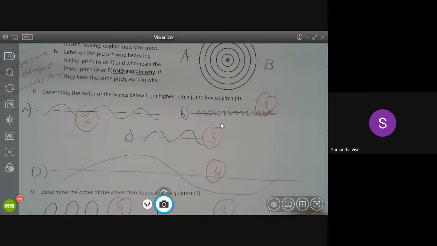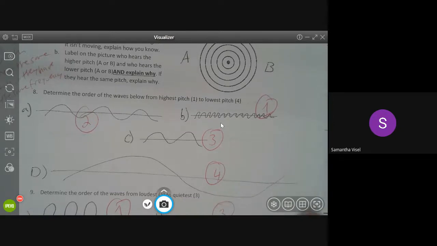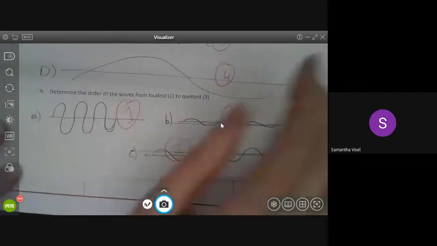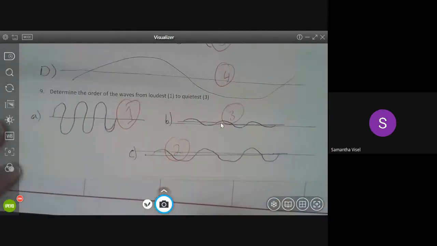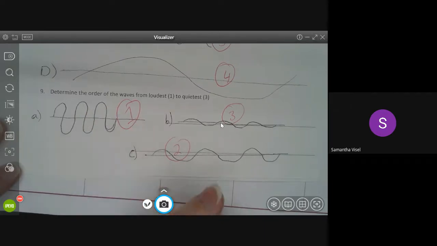Loudness is related to amplitude. So not necessarily how many wavelengths I have, but how high that displacement is from rest. So of these 3, you had to organize between which wave would be the loudest to which would be the quietest. And so, again, we're going by amplitude. So this has the highest displacement. So this would be the loudest wave. So this would be number 1.